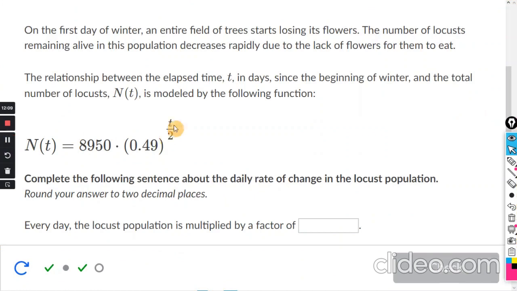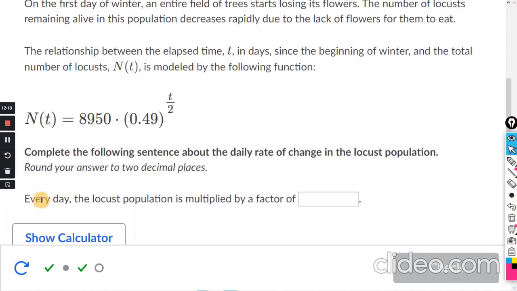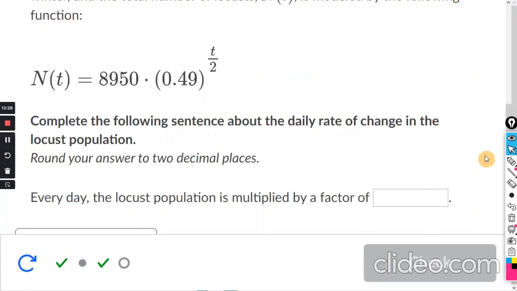All right, I'll just skim the write-up. T is in days. N is the number of locusts. All right, and they say round your answer to 2 decimal places. Every day the locust population is multiplied by a factor of what? All right, this one's pretty easy. It said T was the number of days, and they want to know what happens every day. So we can ignore the initial value. We just want to see what it's being multiplied by each time.